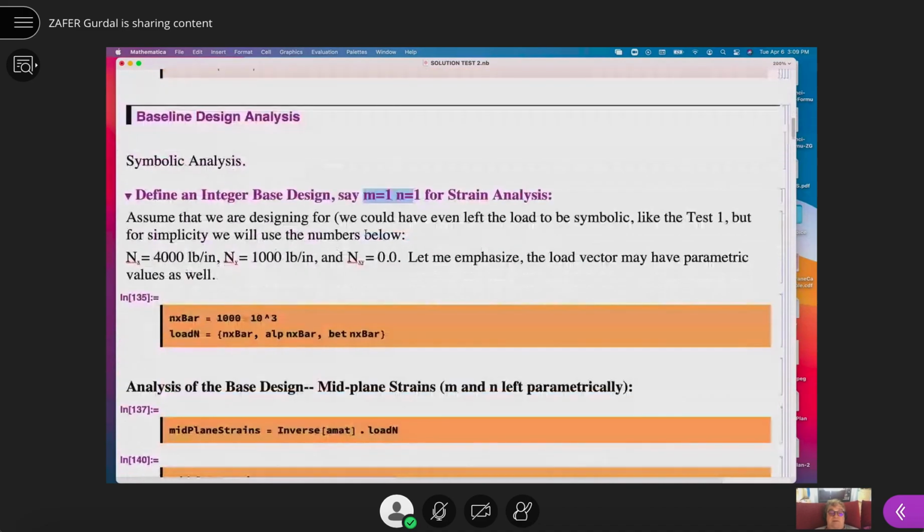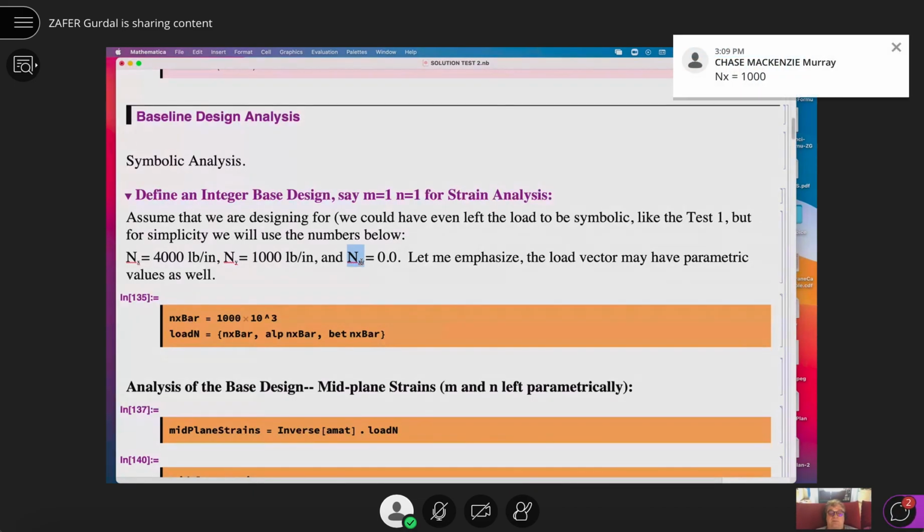And I'm going to do the analysis for it, but I can always do it for generic M and N first, and then put the M and N values. NX, we're putting 4,000, and NY 4,000, and NXY 0. Is that correct? No. I don't know. What was it in the problem statement?